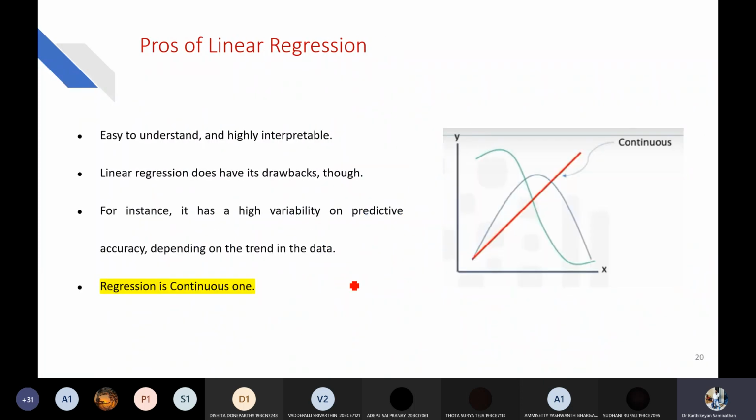What are the advantages of linear regression? Linear regression is generally easy to understand and highly interpretable, so we can easily predict what would be next, right? Linear regression does have its drawbacks, though. For instance, it has variability in predictive accuracy depending on the trends in the data. Generally, regression is continuous by default.